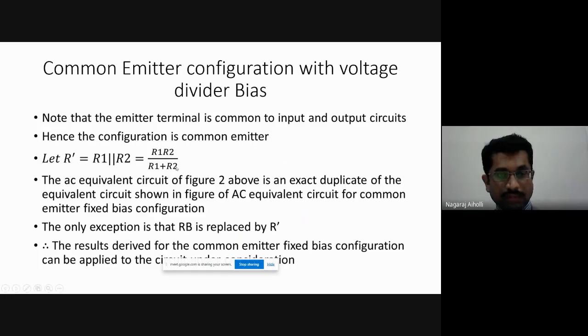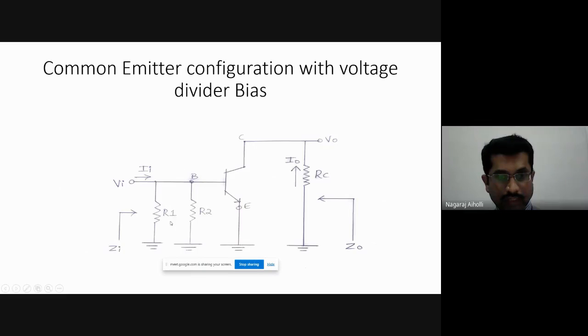Now R dash is R1 parallel R2. These two are in parallel. Now this circuit is same as the fixed bias configuration. Common emitter configuration with voltage divider bias is same as the common emitter configuration with fixed bias, because in common emitter configuration with fixed bias, this RB is there. Here RB is there between base terminal to ground.